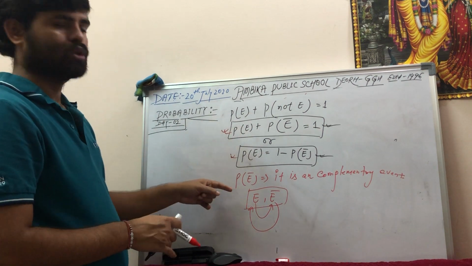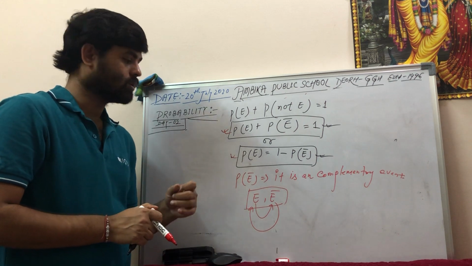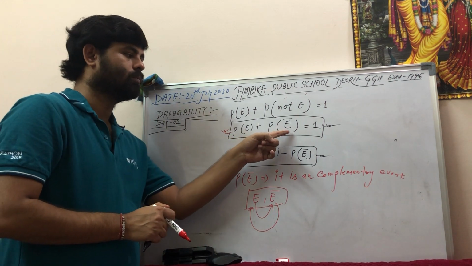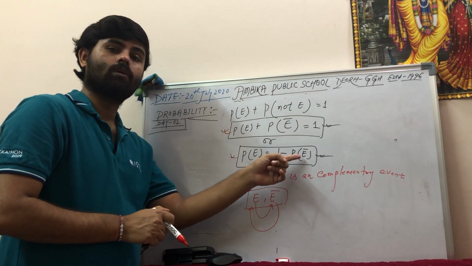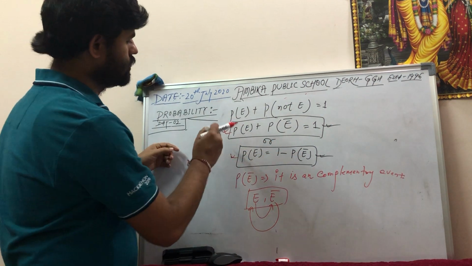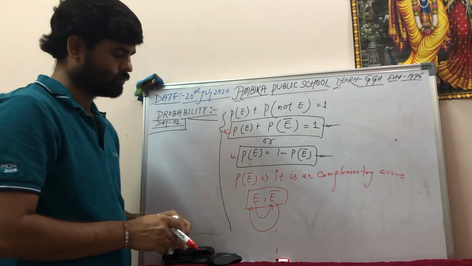So you can get a question, what is the meaning of complementary event? You can get a question, what is the formula? P(E) plus P(E bar) equals 1. You can get a question, P(E) equals what? 1 minus P(E bar). So all these things you can write completely, questions can be asked.